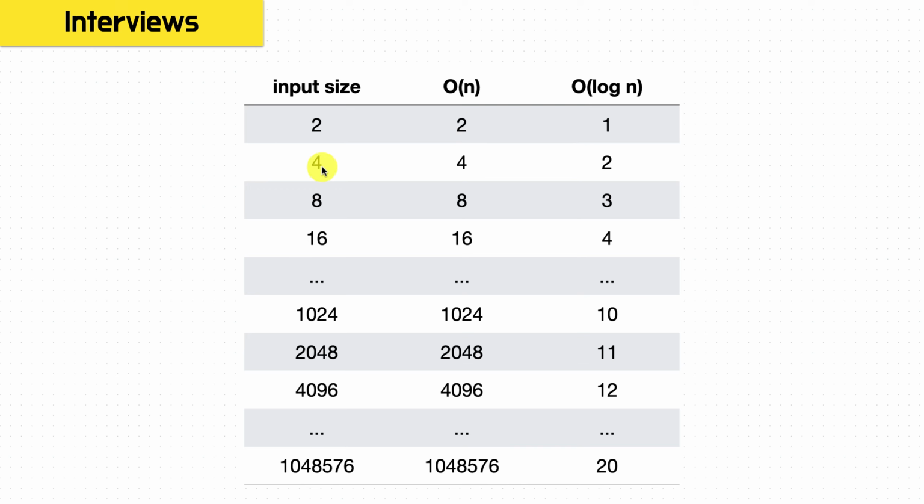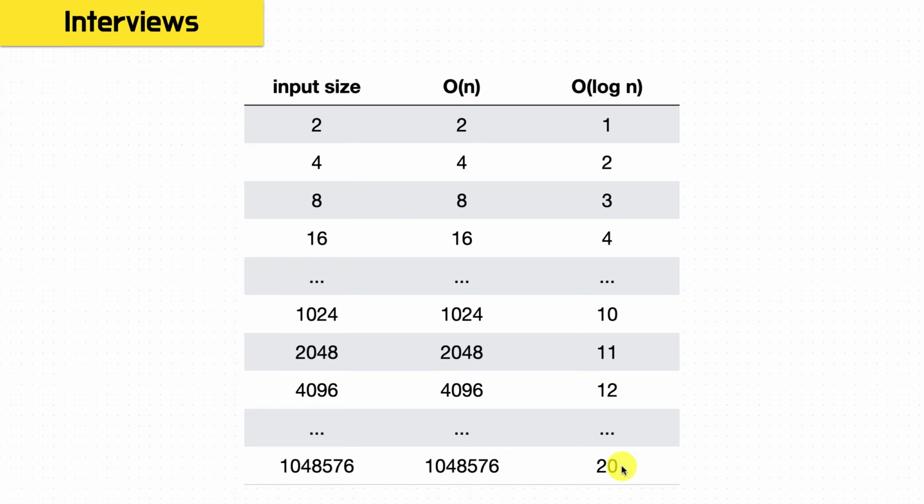With an input size of 4, linear stays 4, and log time is just 2 because 4 divided by 2 divided by 2. We have an input size of 8. Then this is just 3 for our log time. And now let's skip ahead. We have this very large number, 1,048,576. Linear time, we're going to have to go through all of these items. But with log time, when you divide it over and over again, it only takes 20 operations.